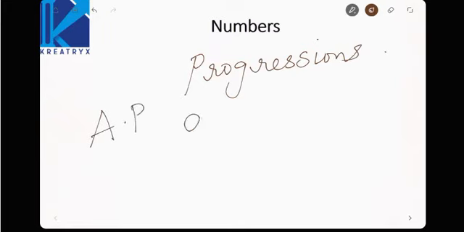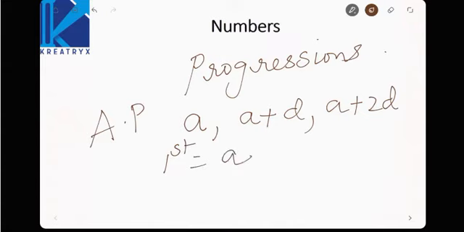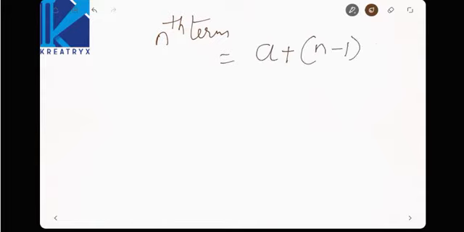When the series is like this: a, a plus d, a plus 2d, in the form of additive things, meaning addition of the things, then that series is an arithmetic progression. The first term of an arithmetic progression is called a, and the common difference is called d. Now how do you find the nth term of the arithmetic progression? The nth term is nothing but a plus (n minus 1) into d.